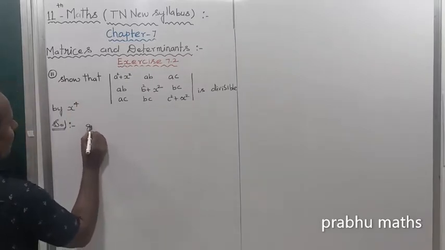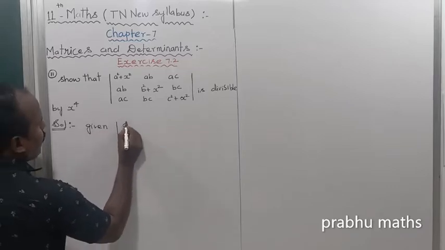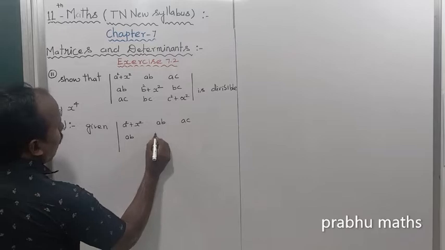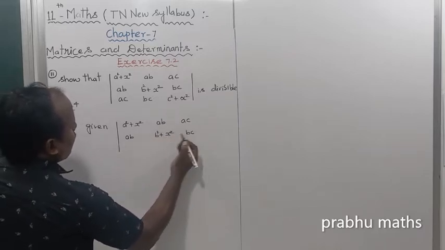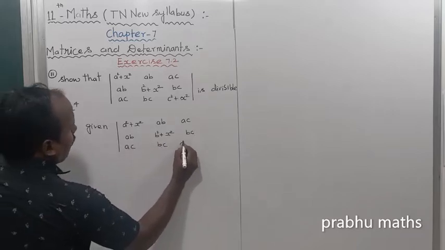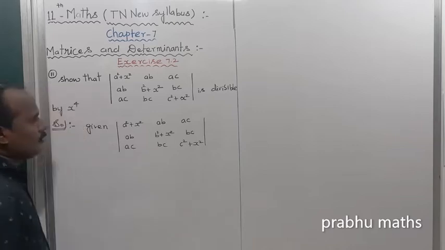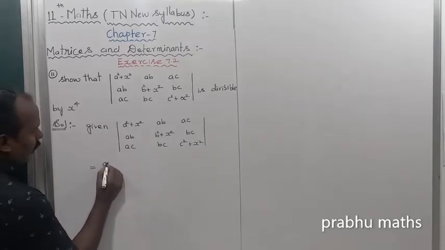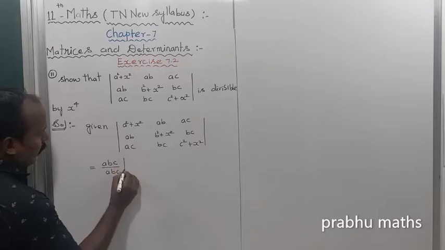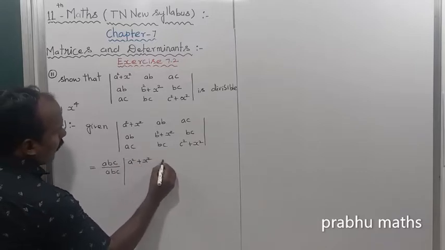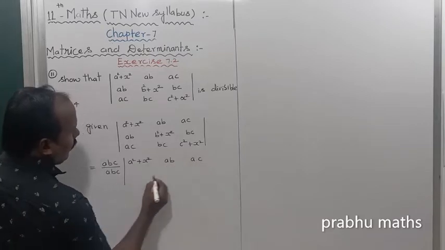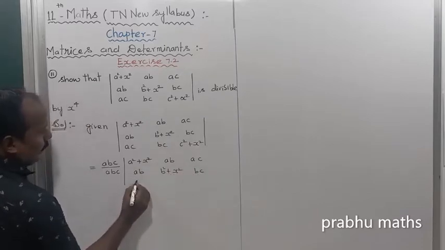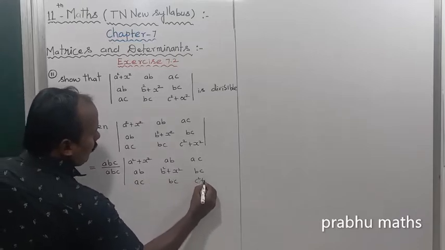First of all, the given determinant is a²+x², ab, ac; ab, b²+x², bc; ac, bc, c²+x². First, multiply and divide by ABC, so that it is equal to 1/ABC times the same determinant: a²+x², ab, ac; ab, b²+x², bc; ac, bc, c²+x².